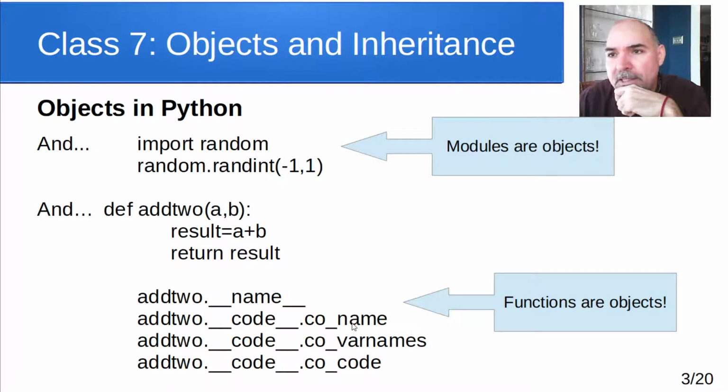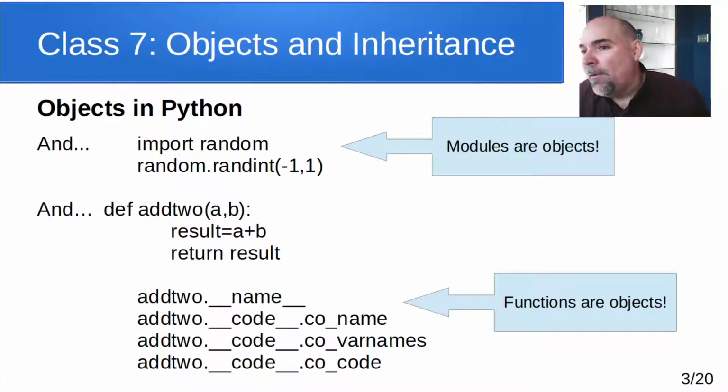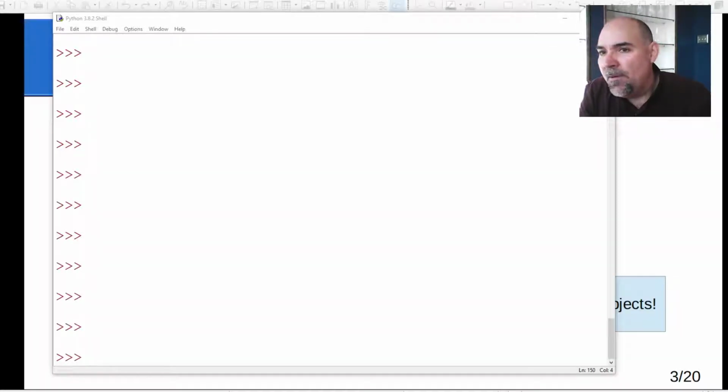In addition to the name being stored inside there, the code itself is actually stored inside it. And actually, let me switch over to Python here just for a second, and then show you what that results in. So let me go to a Python shell. All right, so here's a Python shell. So let me just define that function.